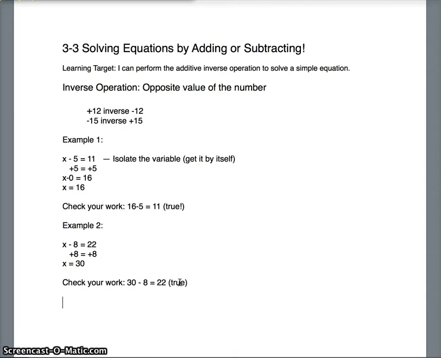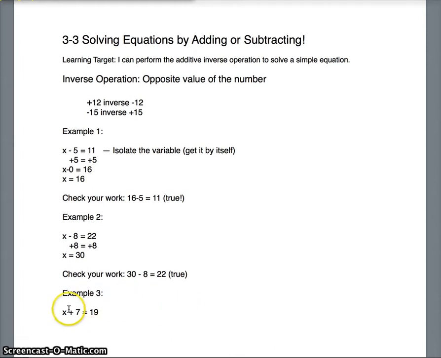All right, so now let's go on to example 3. And example 3 is going to look like this. x plus 7 equals 19. All right, so this equation is saying that something plus 7 is going to give us 19. Now, some of them are pretty easy to solve in your head, but we still want to write them out because eventually they will get more complicated and we'll need to solve them by showing our work.